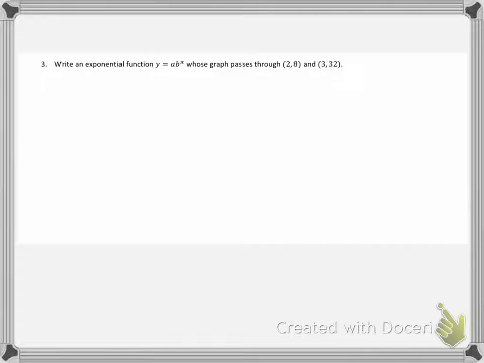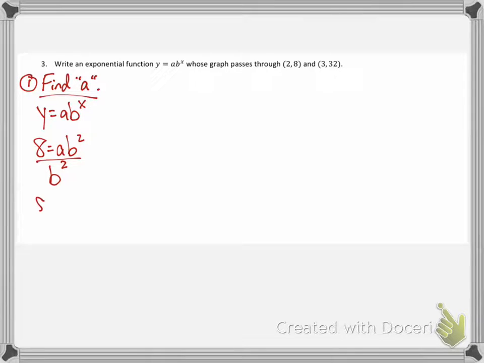Same deal here. First step, find that a value. You'll notice here we don't have anything that has an x value of 1. While it's nice if that happens, it doesn't really matter. So I'm just going to use that first point 2 comma 8 and plug that into the function. 8 will go in for y, 2 will go in for x. Again, I'm going to get a by itself, so I'll have 8 over b squared equals a.